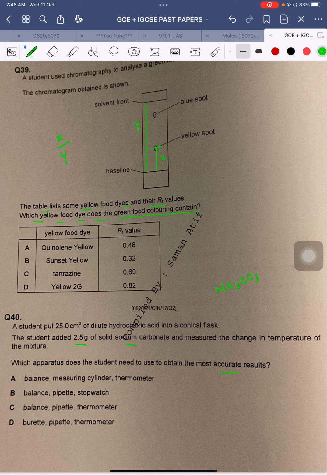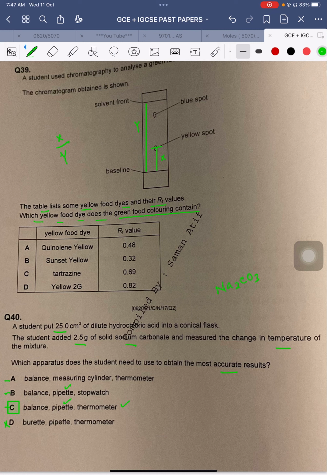So what is the student doing? 2.5 grams of sodium carbonate. It means the student needs a balance. So it can be A, B, C. So we are omitting D because we are requiring something in grams. And when something in grams is there, it means we are requiring a balance. Then 25 cm³. Whenever there is 25 cm³, you should know that a pipette is required. So it is either B or C. Then it is the temperature. That is the thermometer. So this is option C.